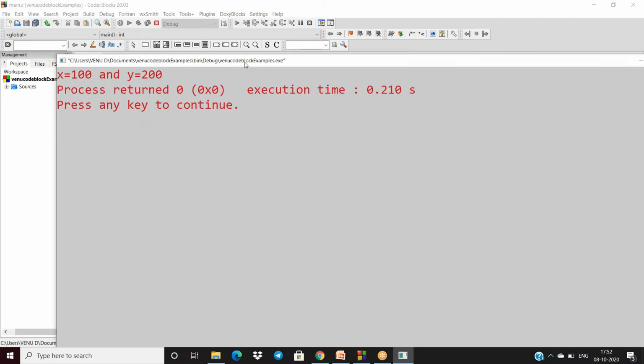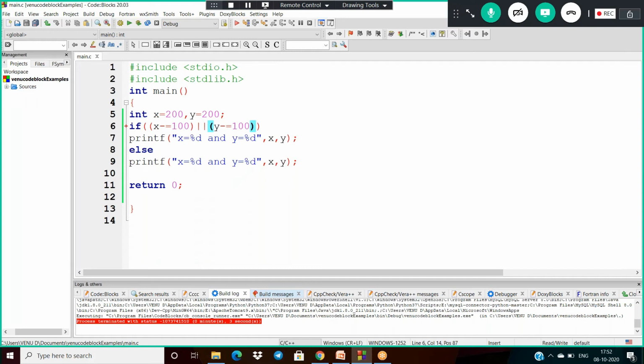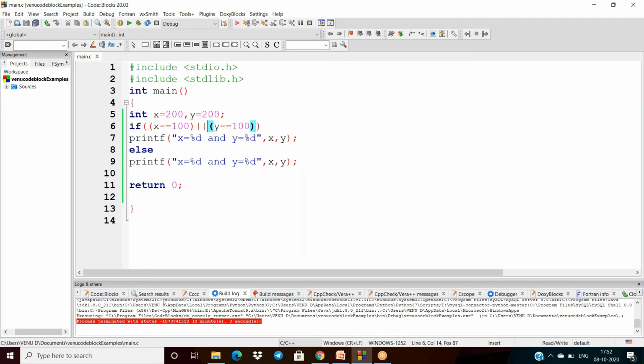So now 100 and 200. Okay, so this is the example of this logical OR. See, in the case of logical OR, if the first expression is true, it won't verify the second one, assuming the overall expression is true. That is why the true block is executed.